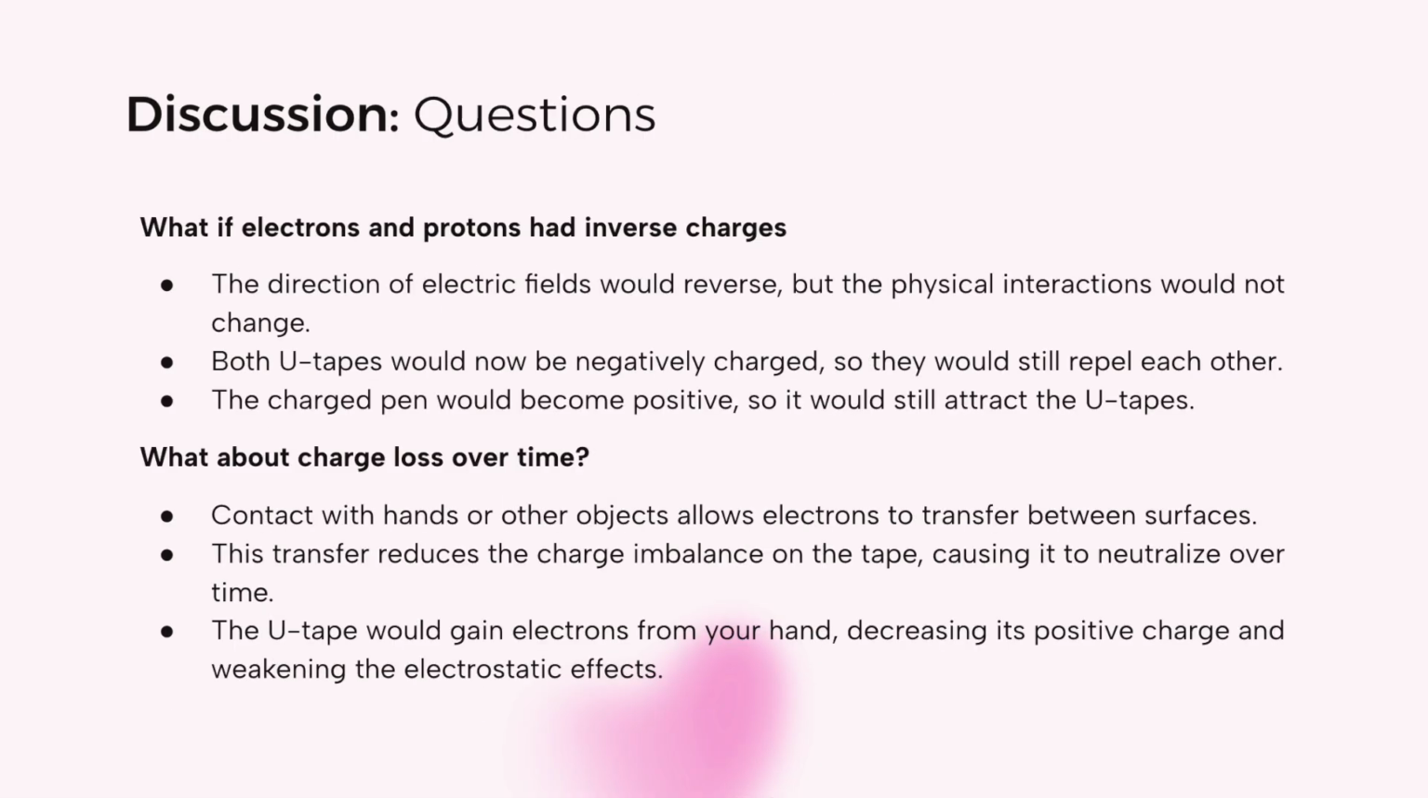We also considered two thought questions. 1. What if electrons and protons had opposite charges? In that case, the direction of fields would reverse, but interactions would look the same. The tapes would still repel, and the pen would still attract them. Also, what happens to charge over time? Contact with hands or air slowly neutralizes the tape, weakening the electrostatic effects. This shows how sensitive these systems are to the environment.